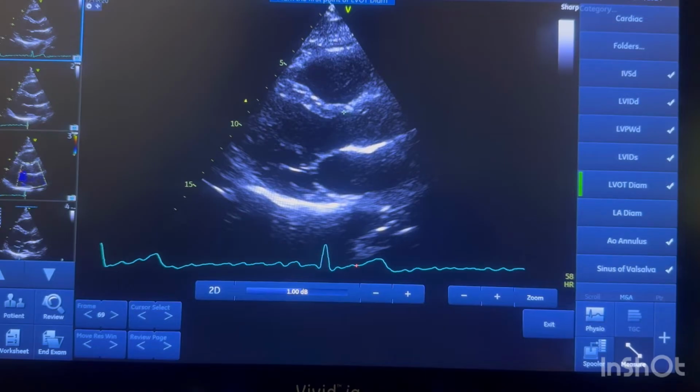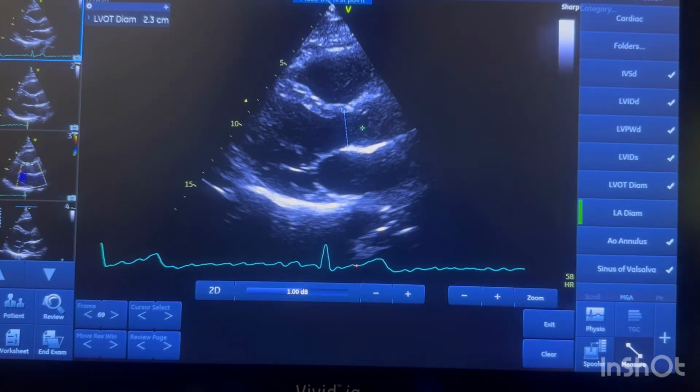So just 5 millimeter away from the annulus, till here. You just need to be 5 millimeter to 1 centimeter away from your annulus. This is your annulus, okay? So you can measure it around here as well. So this is your LVOT diameter. This is one thing, okay?